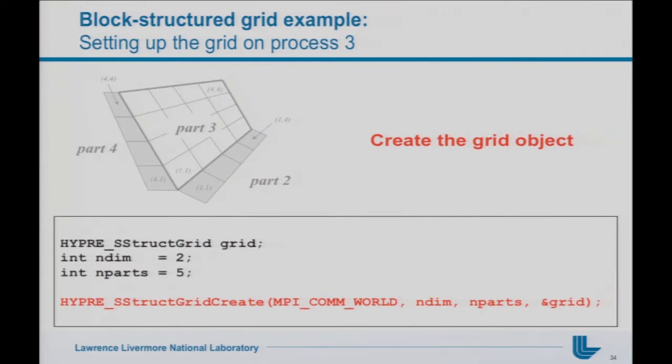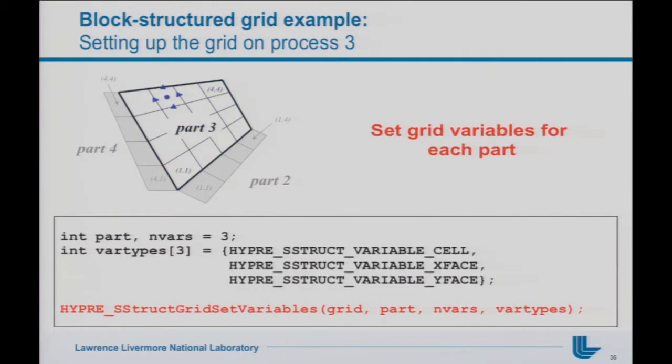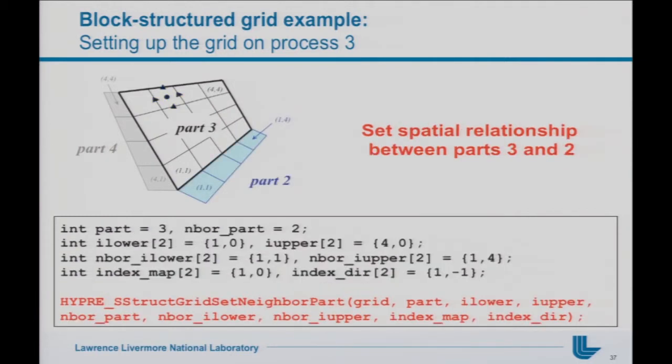OK, as before, you call create. You give it the number of dimensions, but also the number of parts now. We have 5 parts. And then you set extents as before. And that says what piece of that part I own on my processor. And now I also have to tell it what kinds of variables I have, since I don't just have cell-centered quantities. In this case, I have 3 different variable types: cell, X face, and Y face. OK? So at this point, every processor's described a structured part, but there's no relationship between them at all at this point in the grid.